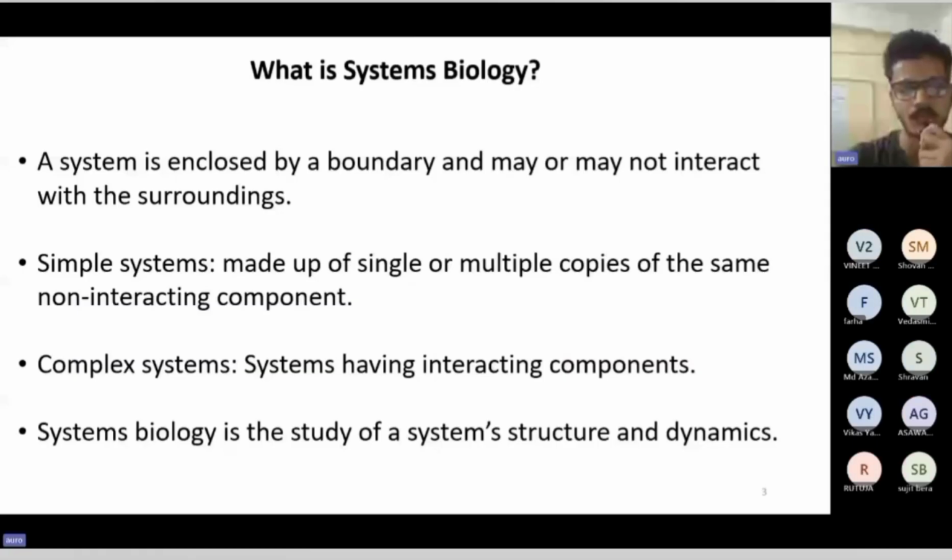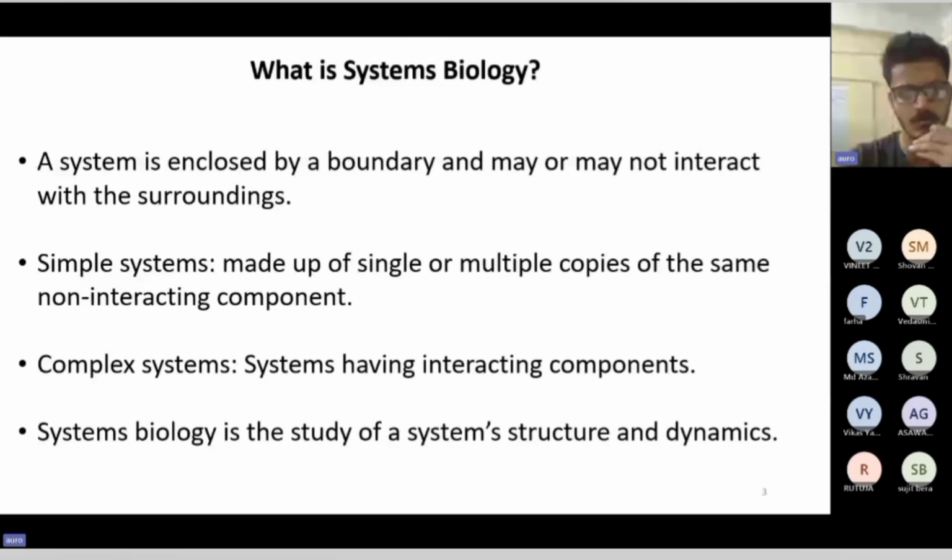So there are two types of systems, one is a simple system and another is a complex system. Complex systems are basically systems that have interacting components. Like in biology, tissue is composed of many different kinds of cells, and they are not static. They interact with each other through secreting some molecules or applying mechanical force. And inside the cells also, all the organelles and molecules interact with each other, and that's how living organisms operate.